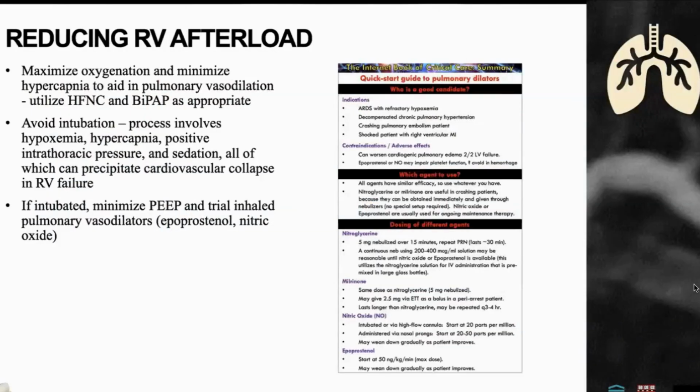So how do I reduce the RV afterload? You have to go all the way back and think about your pathophysiology. RV afterload, for all intents and purposes, equals pulmonary resistance. You can think about it that way.